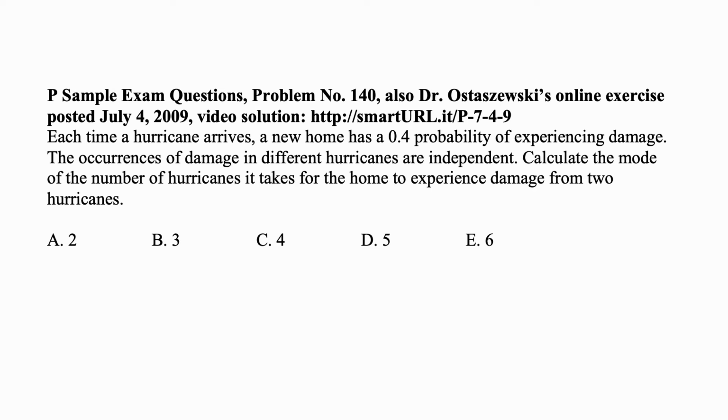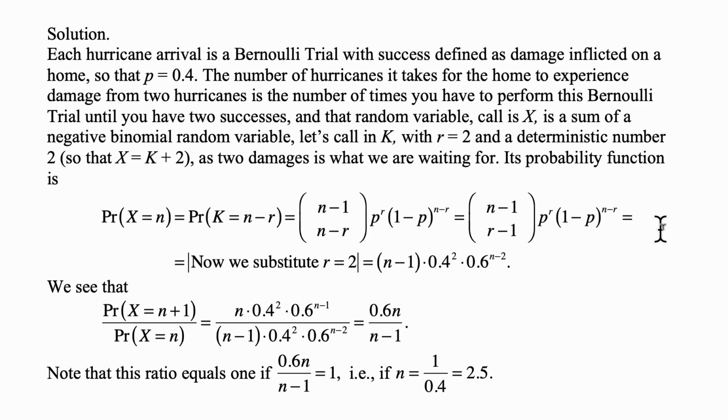Here's a problem for today for exam P on probability. Each time a hurricane arrives, a new home has a 0.4 probability of experiencing damage. The occurrences of damage in different hurricanes are independent.